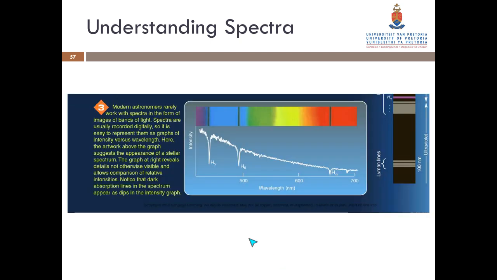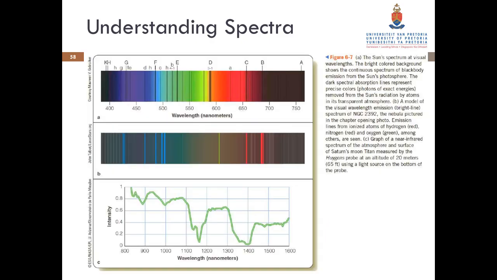So for example, this would be an absorption spectrum. Here we see the continuous light going through a low density gas, and here we can see the absorption spectrum. So that is very, very cool.